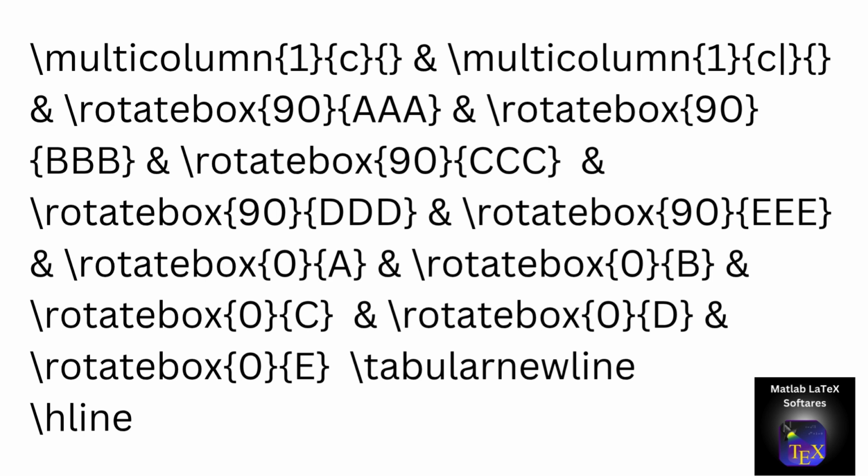After these, the next five headers A, B, C, D, and E use rotatebox of 0, meaning they remain in their normal horizontal orientation. This arrangement creates two distinct header sections in the table, one with vertical rotated text and one with normal horizontal text. The line ends with tabular new line, which signals the end of the current row, and hline, which draws a horizontal line below the header to separate it clearly from the rest of the table data.